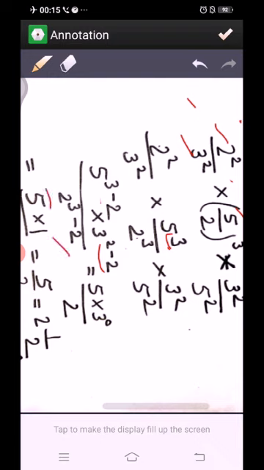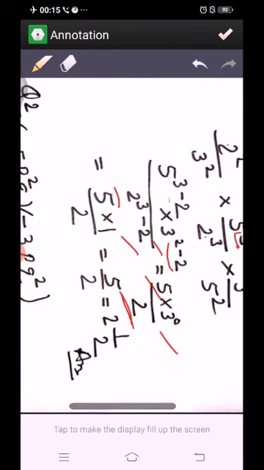5 power 3 minus 2, that is 5. 3 power 2 minus 2, that is 3 power 0, and 2 power 3 minus 1, 2 power 1, or only 2. So now we can see 3 power 0, that is equal to 1. Then here left 5 upon 2, change it into mixed, that is 2 whole 1 by 2. This is our required answer.